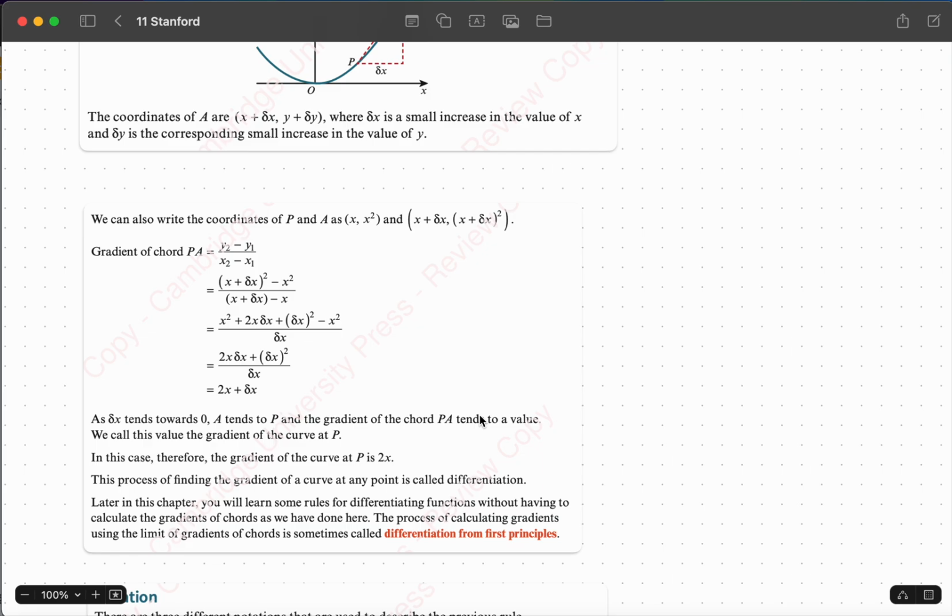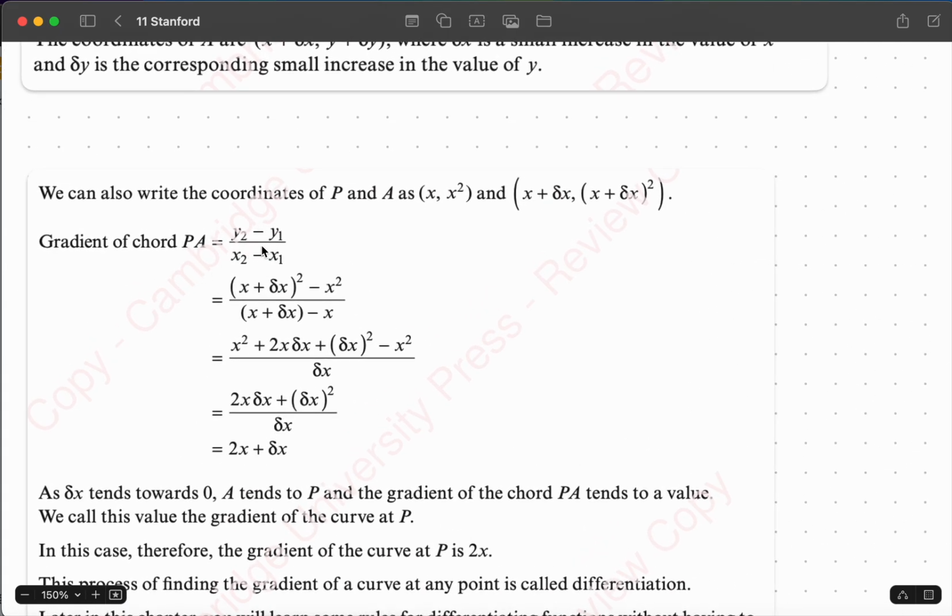Now, because we want to find the gradient, we can write the gradient of the chord PA as delta y over delta x, or the distance between the y values over the distance between the x values. We subtract from A: the y of A minus the y of P, over the x of A minus the x of P.